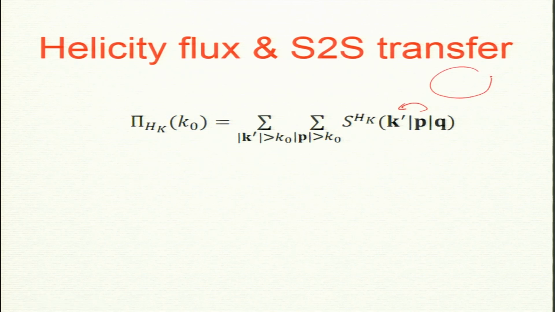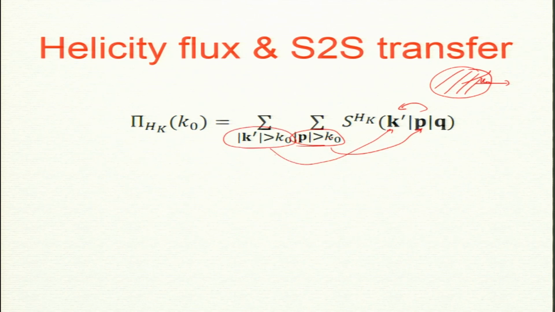So, flux was for a sphere, no: all the modes inside the sphere to modes outside the sphere, and the radius of the sphere is K naught. So, all the modes within the sphere are givers, and all the modes outside are receivers here, and I made a mistake, less than or equal to, okay. So, all the givers are within the sphere and the receivers are outside the sphere.